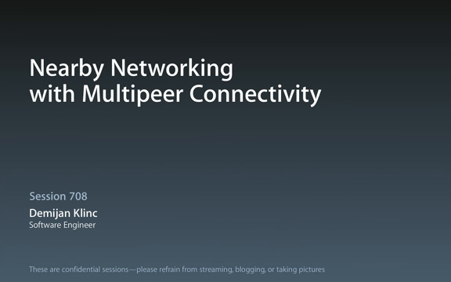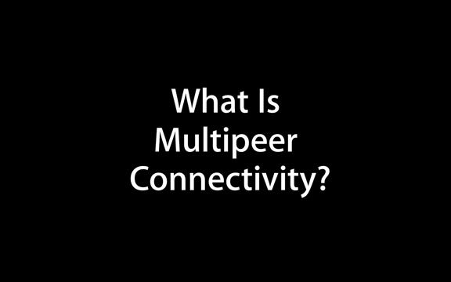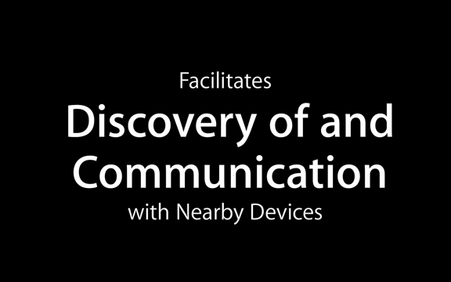So my name is Damian Klint, and in this session we'll talk about nearby networking with multi-peer connectivity. So, what is multi-peer connectivity? Well, multi-peer connectivity is a brand new framework we're shipping in iOS 7 that facilitates discovery of and communication with nearby devices. It abstracts complex network programming aspects from you and enables you to easily build communication sessions with nearby peers where they can exchange data with each other.